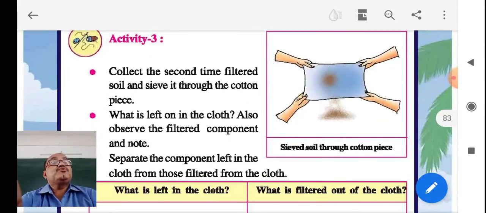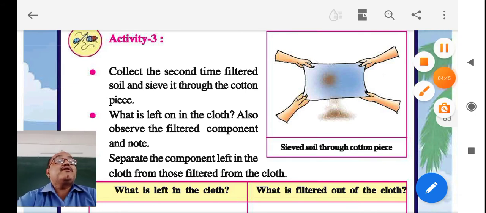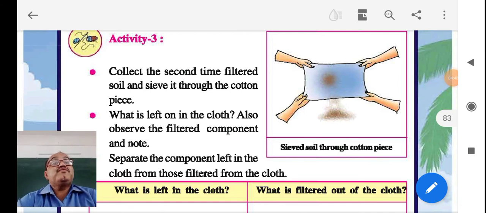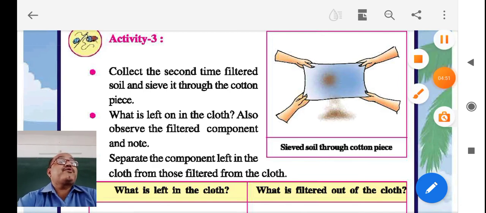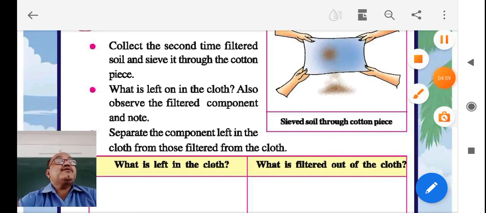Now let us move to activity 3. If we filter the soil a second time, sieving it with the cotton cloth, then more fine parts will come out from it, and we can note down that the filtered components are more micro. They are in a micro size. We can separate the components left in the cloth from those filtered through the cloth.